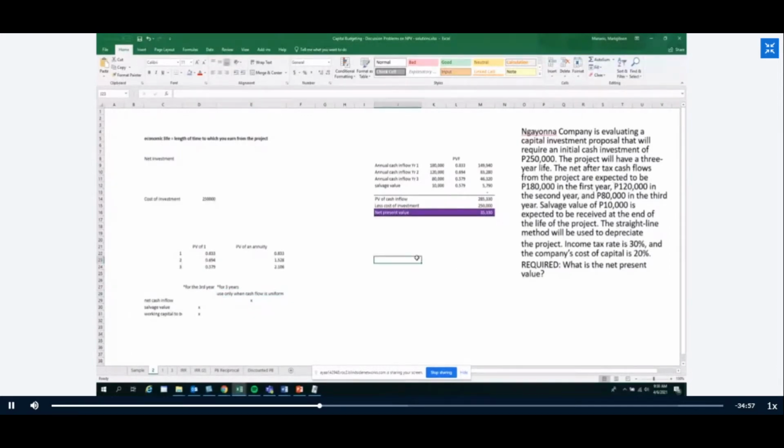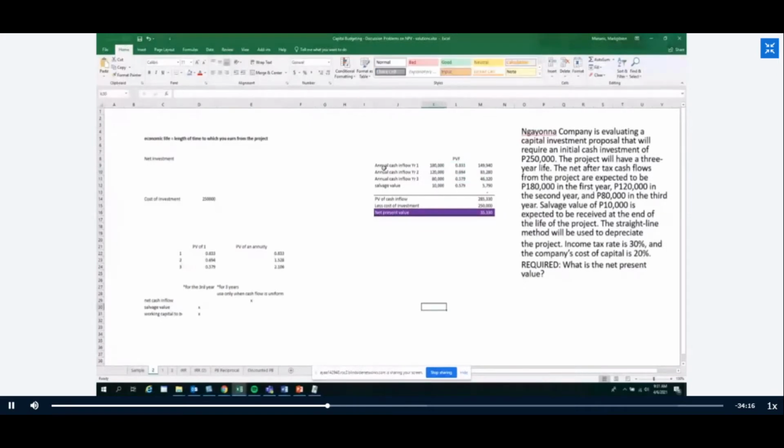No? O sige. Next, kunin ulit natin yung formula mo ng net present value. Remember, formula mo ng net present value is net cash inflow but expressed in present value less cost of investment. O, ngayon, isa-isahin natin yung cash inflow, no? So, in this case, hindi siya uniform, no? So, sabi, year 1, net cash inflows is expected to be 180,000, okay? Year 2, 120,000, and then year 3, 80,000.